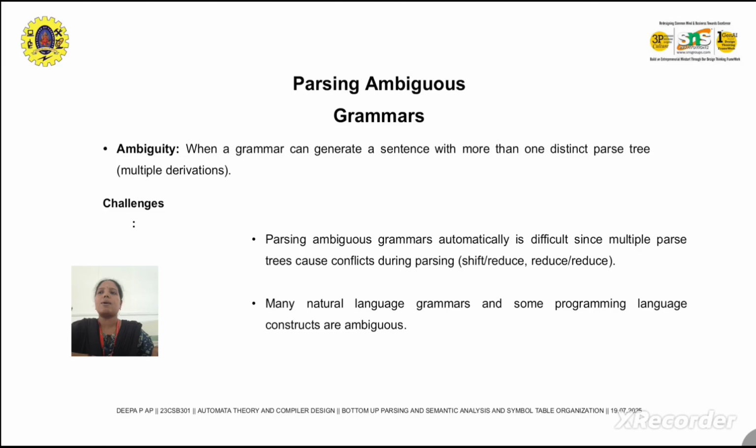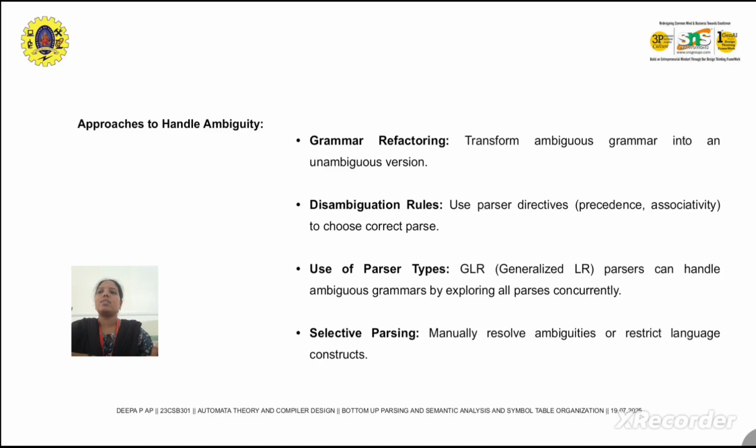The first method is grammar refactoring. The second one is disambiguation rules. In grammar refactoring, the ambiguous grammar is rewritten into an unambiguous form. In disambiguation rules, parser generators can use precedence and associativity rules to choose the correct parsing actions. For example, multiplication has higher precedence than addition. Operators may be left associative or right associative.